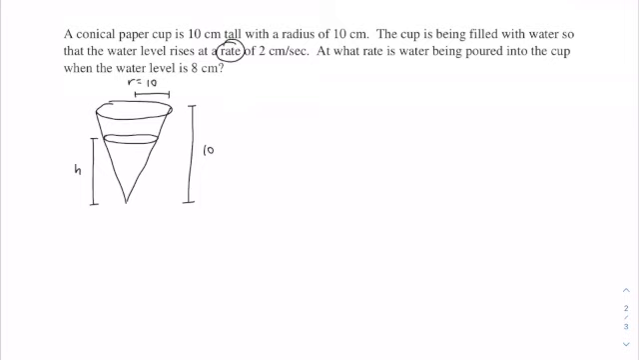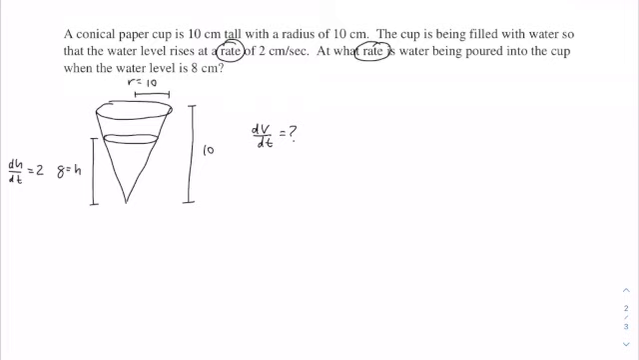So we're given another rate that is the derivative of H, or the water level. So dH dt is equal to 2 centimeters per second. Then it asks, at what rate, again a derivative, is water being poured into the cup when the water level is 8 centimeters? Okay, so the water level, or H, is 8 centimeters. And then what we're looking for is basically how fast is the volume changing? At what rate is the water being poured into the cup? So this is going to be dv dt. That is what we're trying to find.